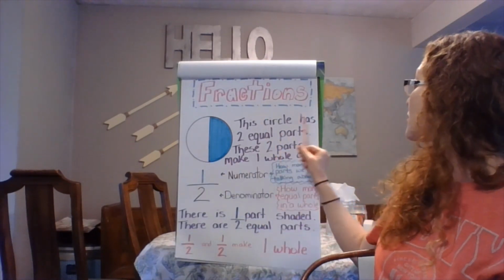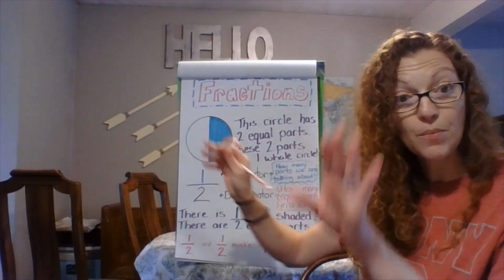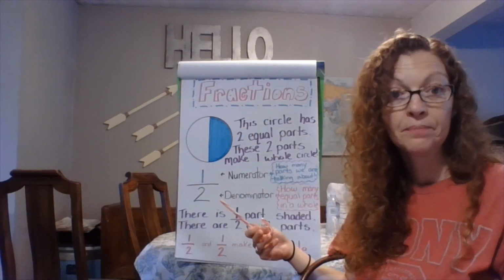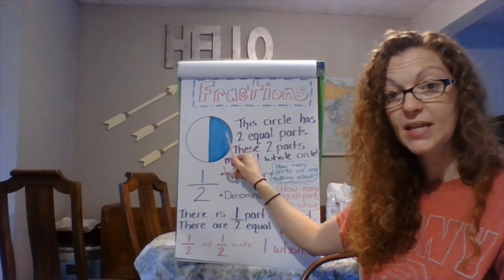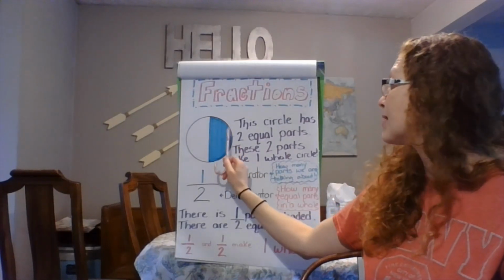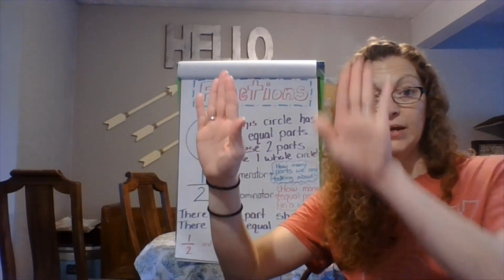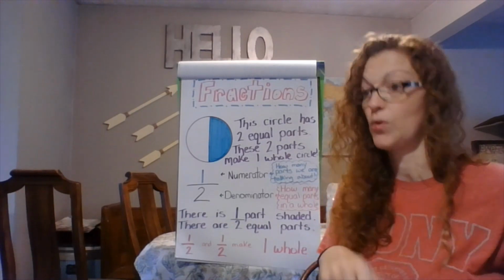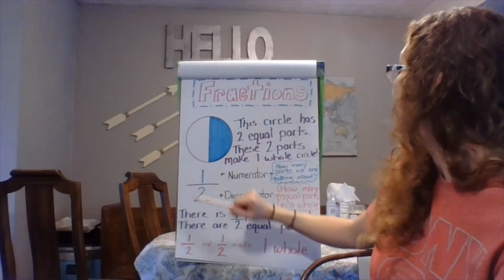Good job. So this circle has 2 equal parts. If you put those 2 parts together, it makes one whole. So say we had a pizza and we cut it in half. You have this half and you have this half. When you put them together, you have one whole pizza. But if you take them apart, you have a half here and a half here. So there's 2 equal parts. You put them together and it makes one whole. Okay. So 2 parts equal one whole for a half.